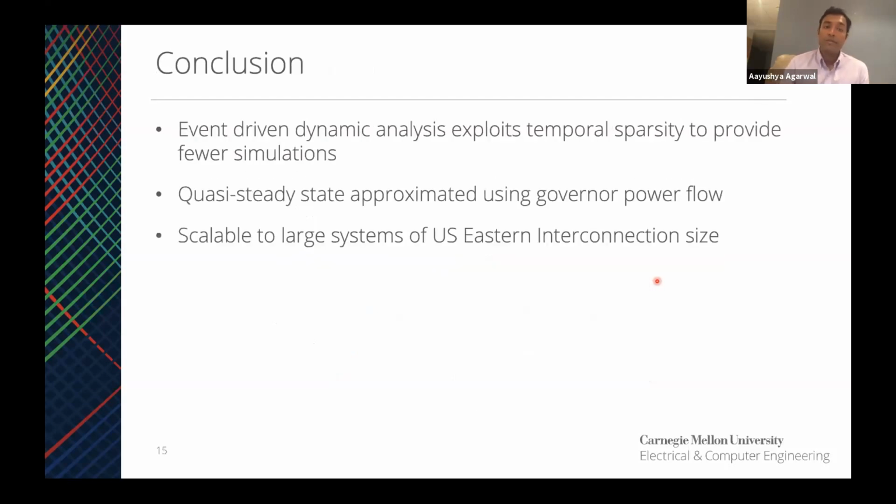So in conclusion, we've introduced this event-driven approach, which exploits the temporal sparsity naturally present in the grid to provide fewer simulations. And we did this by actually using a quasi-steady state approximation in which we used our Sugar governor power flow framework that's scalable to such large cases like the US Eastern interconnection.